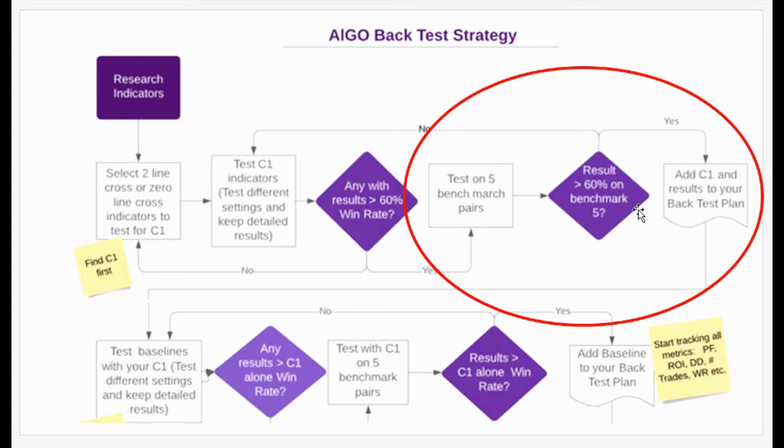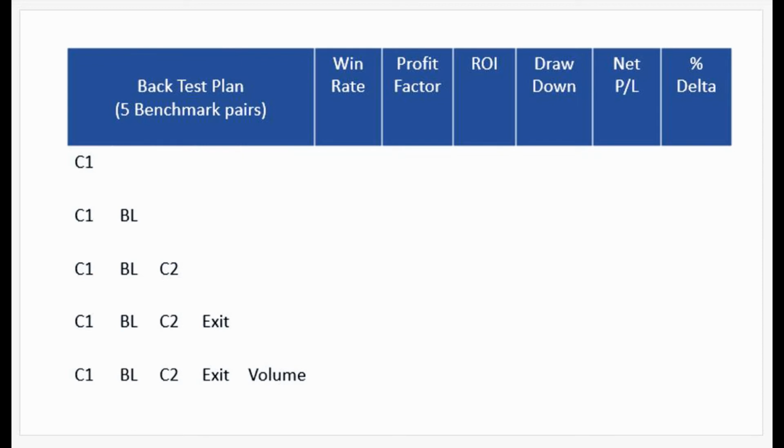So once we have that result on the 5 pairs is greater than 60, then we can add this C1 results to our overall backtest plan, which is this one right here. So we're going to put that in there, okay? So we're adding our super trend and our settings, and we're putting in all of that information there.